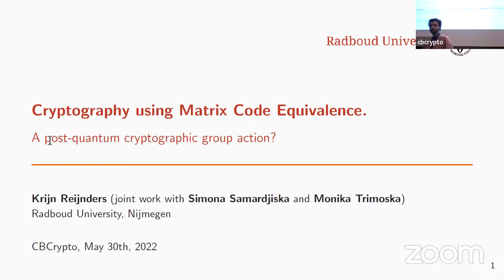The code equivalence talk of this morning was mostly focused on the Hamming metric. And then the obvious first question that you have is, okay, what if you do it in a different metric, such as maybe the rank metric? Or you can also do it on more esoteric metrics maybe, but let's start with the rank metric. And indeed, this is mostly based on joint work with my PhD supervisor, Simona Samajiska, and my colleague, Monika Krimoska. But we also discussed this cryptography part a bit more in this one.